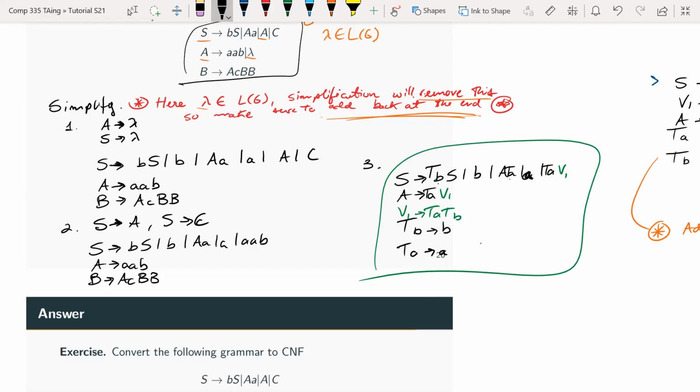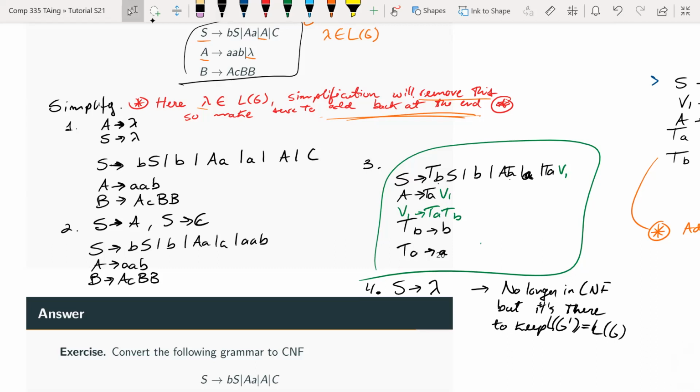Oh, and then of course, the last step here, if we want to keep the grammar equivalent, is I would add an additional production rule, S gives me lambda. But then this is no longer in CNF, but it's there to keep G prime equivalent to G.